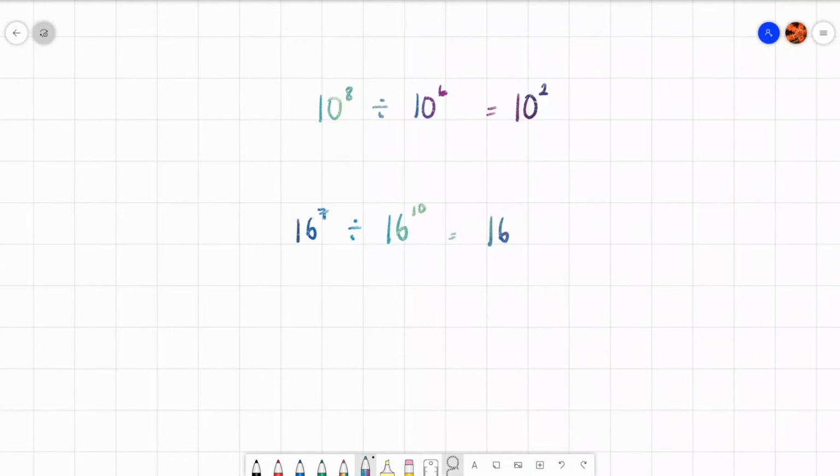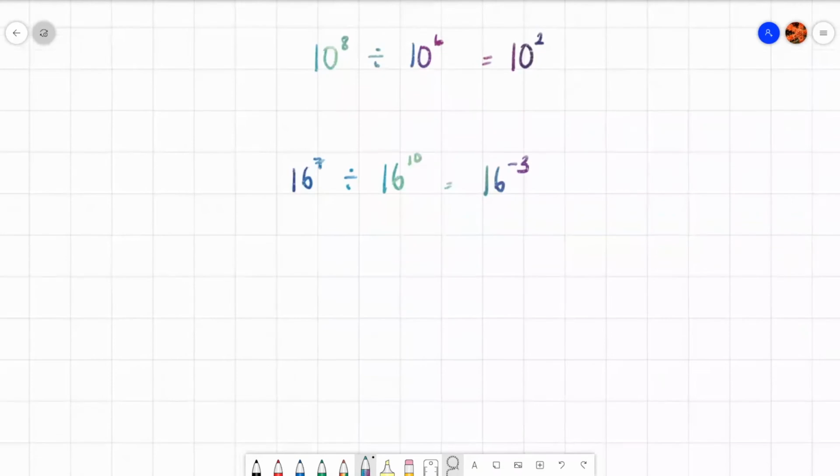7 take away 10. Well, in this situation, don't do 10 take away 7, we've got to follow the order. 7 take away 10 is minus 3. So you can have a negative. So don't worry if you think, actually I'm getting a negative answer and I can't have a negative. You are allowed a negative. Let's do one more. 100 to the power of 25 divided by 100 to the power of 17. Again, 100 will stay the same, and then I've just got to subtract the powers. 25 take away 17 is 8.